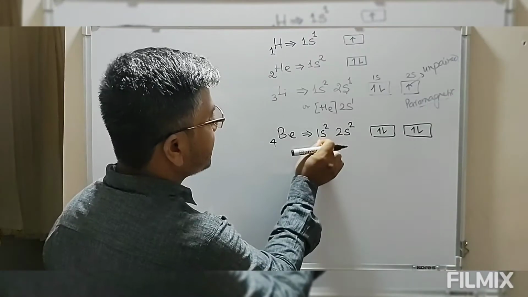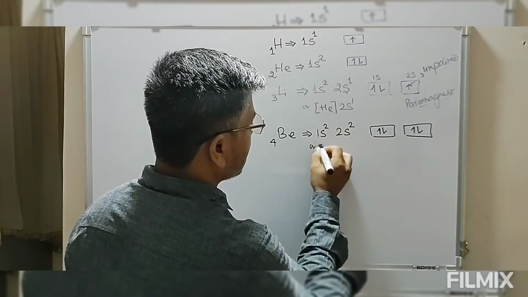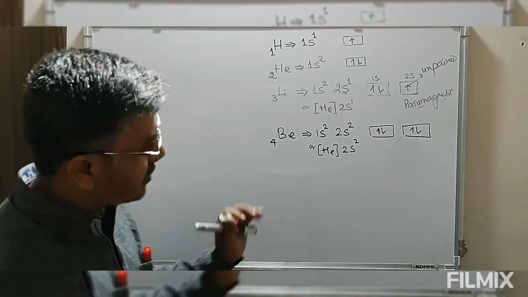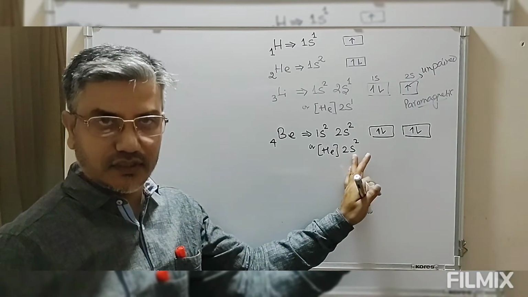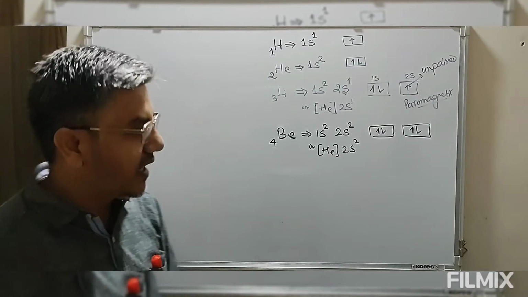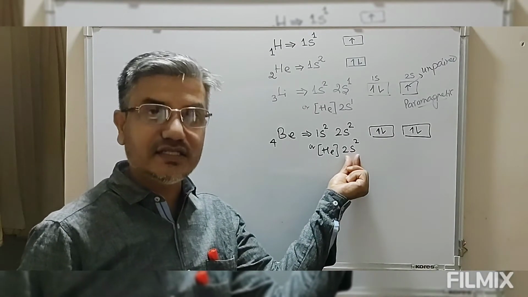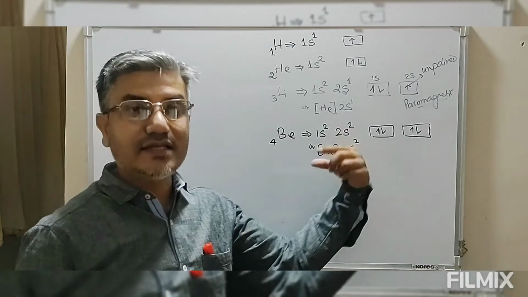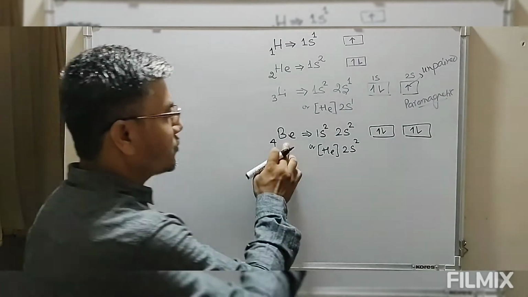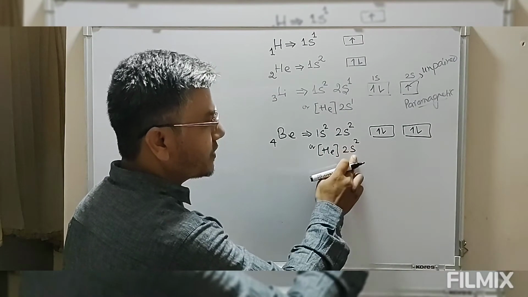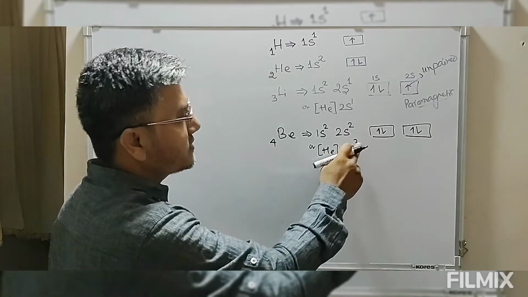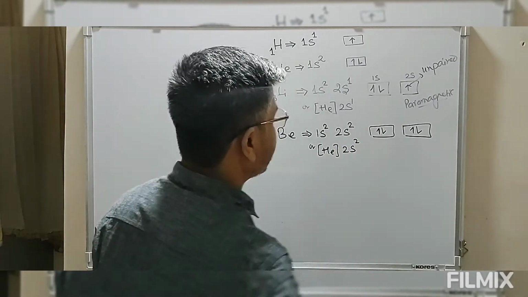Now this 1s2 is equivalent to helium, so we can write this as the configuration of helium followed by 2s2. The one which is outside this is the highest occupied shell. The highest occupied shell is known as the valence shell, and the electrons in it are known as valence electrons. So valence means the highest occupied shell. In this, the highest occupied shell is 2 and the orbital is 2s, so this 2s is the valence shell, and the 2 electrons present in the valence shell are known as valence electrons. So this is the configuration of beryllium.